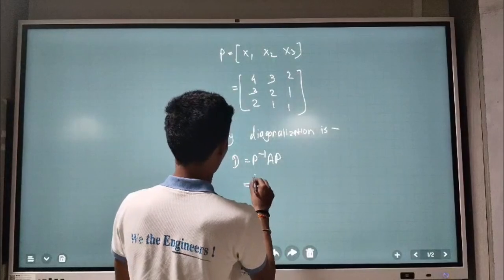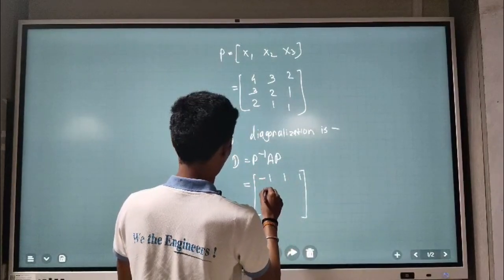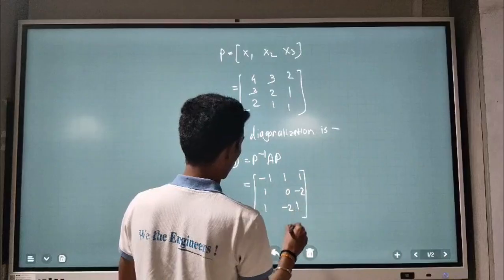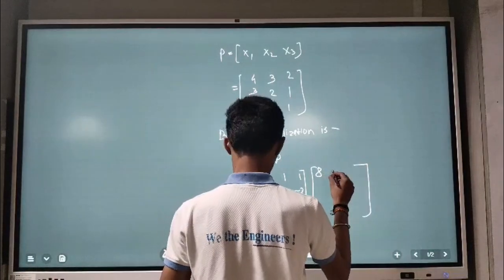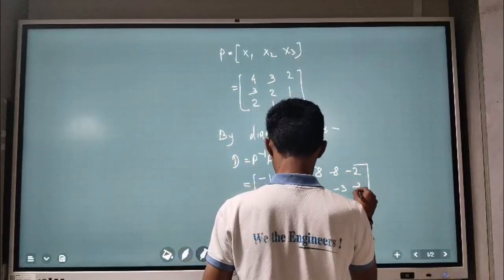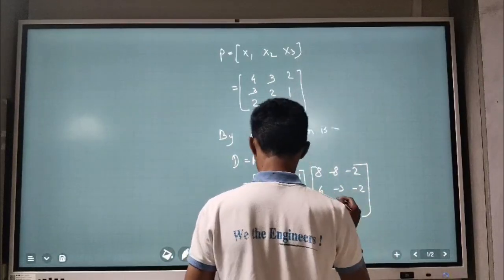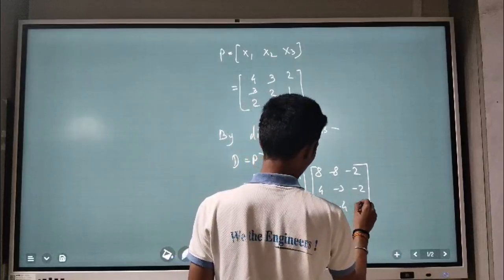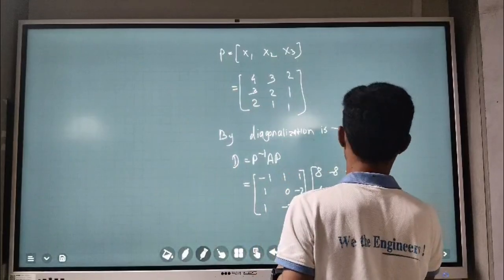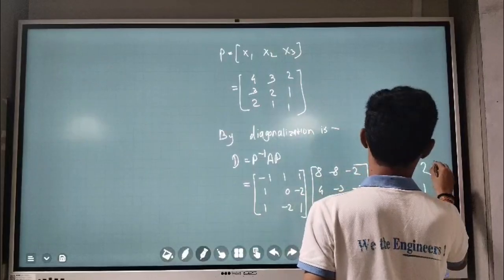The values: minus 1, 1, 1, 1, 0, minus 2, 1, minus 2, 1 and 1, minus 8, minus 2, 4, minus 3, minus 2, minus 3, minus 2, 3, 4, 1, and P is this matrix: 4, 3, 2, 3, 2, 1, 2, 1, 1.